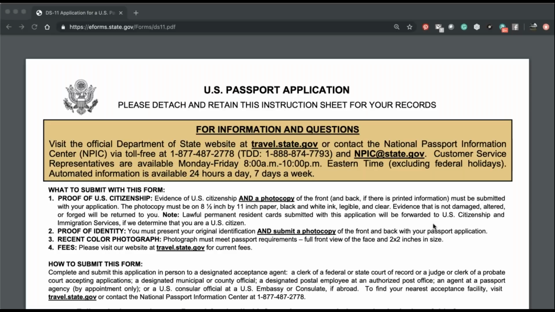You have to be very careful who you listen to. Because one of the major things that they teach people when filling out this application is, do not put your social on it, because that makes you a U.S. citizen. I'm here to tell you that is not true.